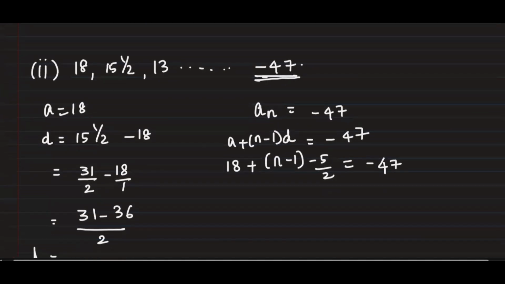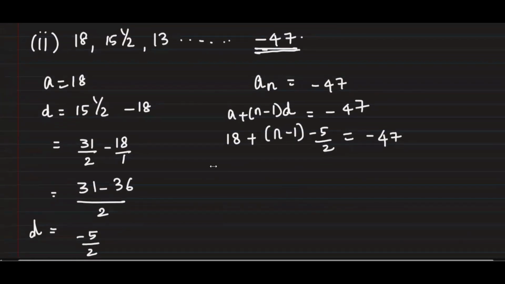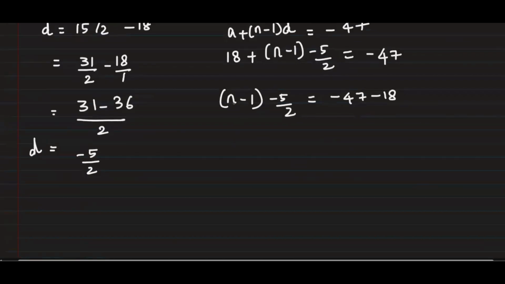Now let's solve this one now. So now we can take 18 to the other side also. Okay. So we will do that one. So n minus 1 into minus 5 over 2, which is equal to minus 47 minus 18. So now let's remove the bracket. So we'll do the distributive property. n into minus 5 over 2, that will become minus 5n by 2.